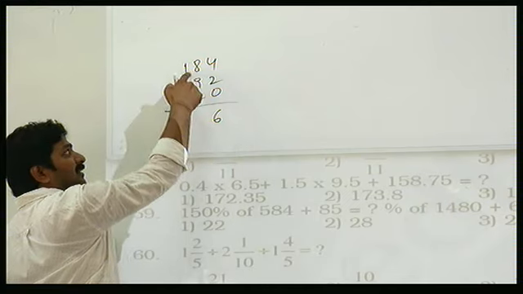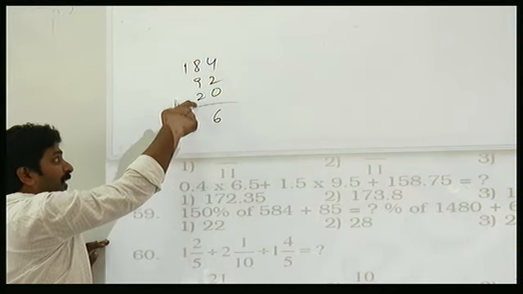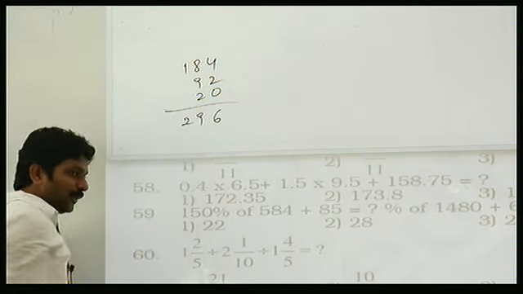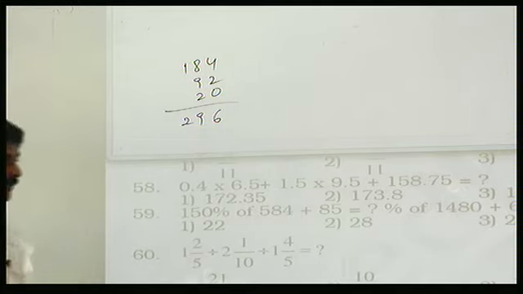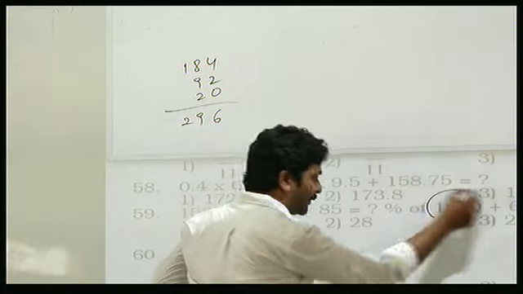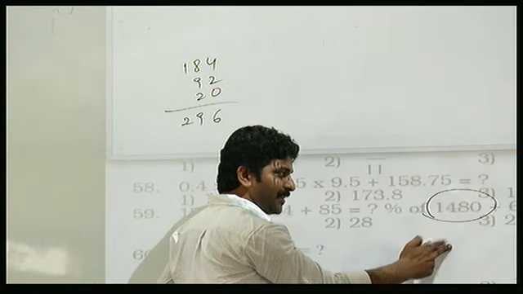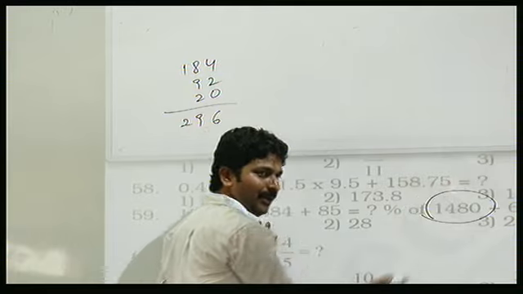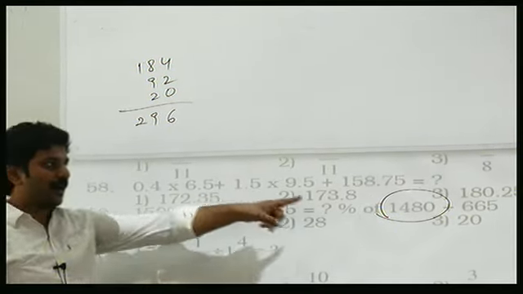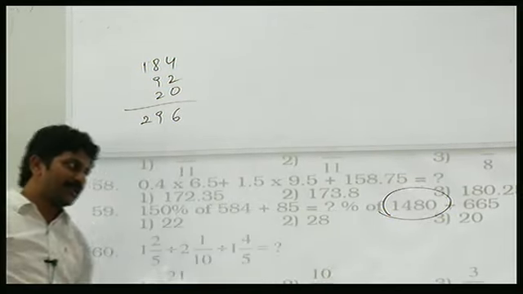6, 18 plus 2, 20 plus 9, 29. So total 296. So now you need to identify 296 forms what percent of this. What about 10%? 148. 20%? Double, 296. So how much percent is this? 20%.